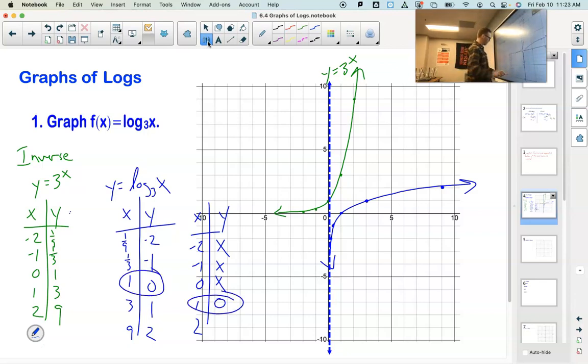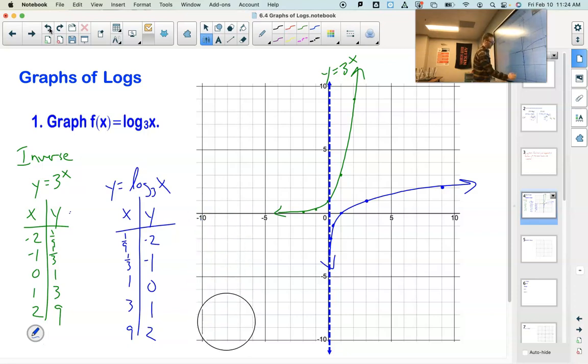Okay, then I'd go to 2. All right, log base 3 of 2. 3 to the what power is 2? I don't know, it's something between 0 and 1. I don't have a good point, right? So instead of just picking x values in some sort of pattern and trying to find the y values, it's much easier to work backwards and start with those nice y values by taking the points on its inverse, the exponential, and then just flipping them.